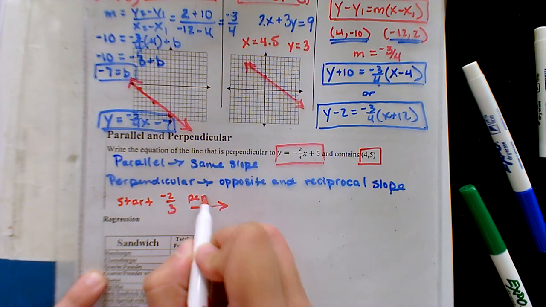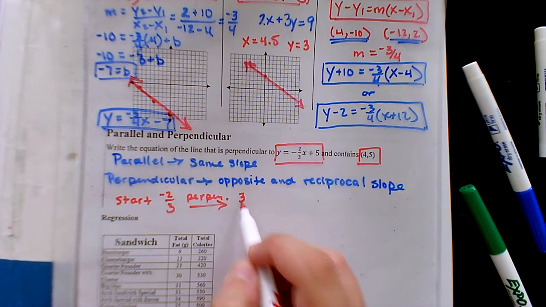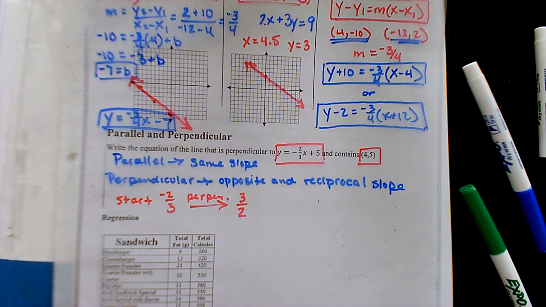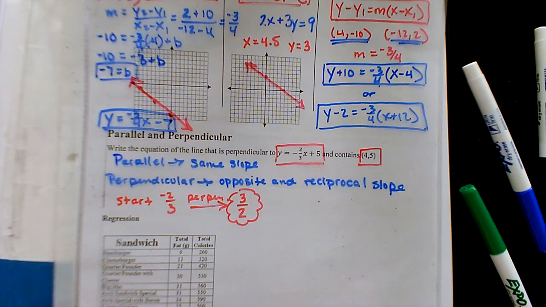So then the perpendicular slope would be what? Can we figure out the opposite reciprocal? Good, Maggie, yeah. 3/2, good. Opposite, so if it's negative, you make it positive, and then reciprocal, you got to flip it. Okay, so our perpendicular slope is 3/2.